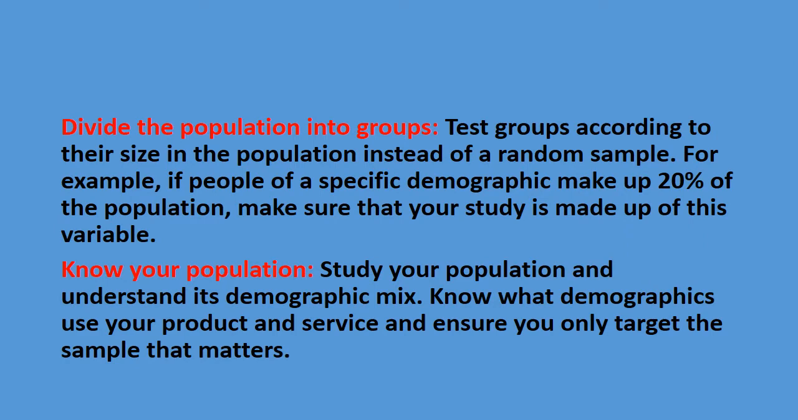The second is to divide the population into groups. We will have subgroups, and these test groups are made according to the size of the population instead of random sampling. So if people in a specific demographic make up 20% of the population, we always have to make sure the study is made up of this variable. We can ensure that the target population is well defined and the sample frame matches it as much as possible, and avoid convenience or judgment sampling.